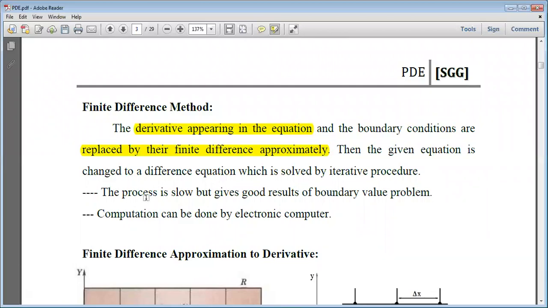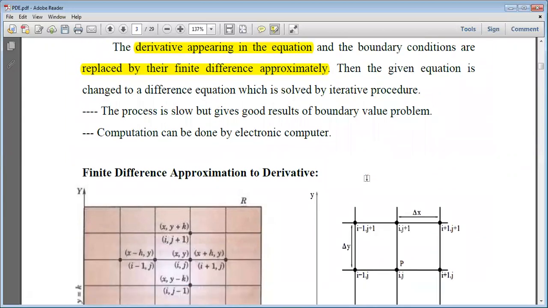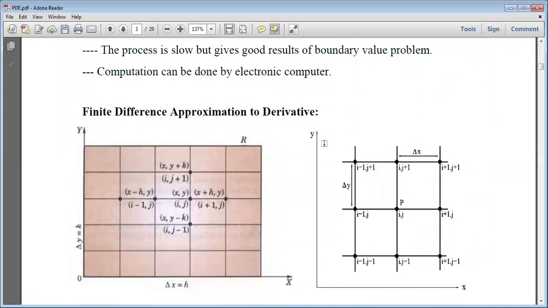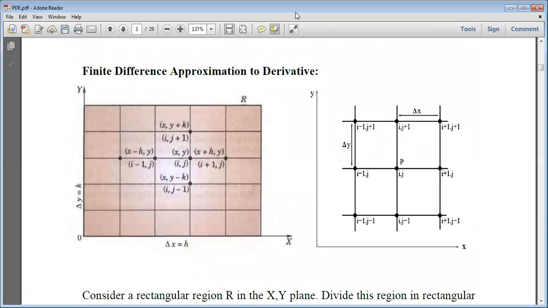The process is slow but gives good results for boundary value problems, and it is easy to compute. We can convert this problem into a program and carry out the calculation with the help of any computer or calculator, electronic computers. Now, let us understand the finite difference approximation to the derivative.